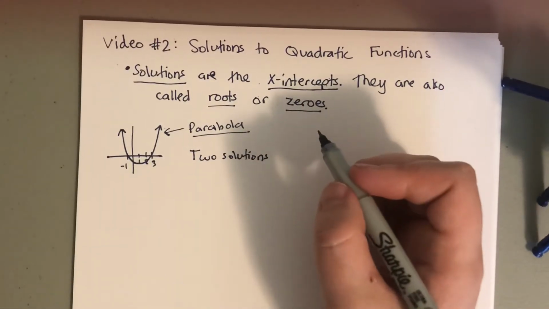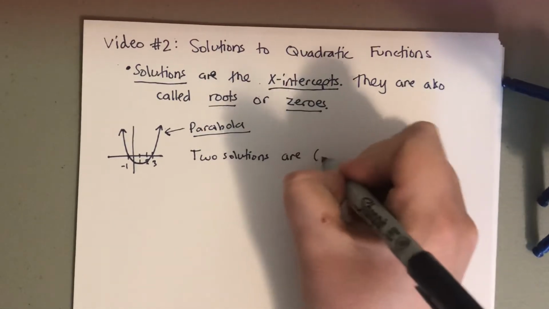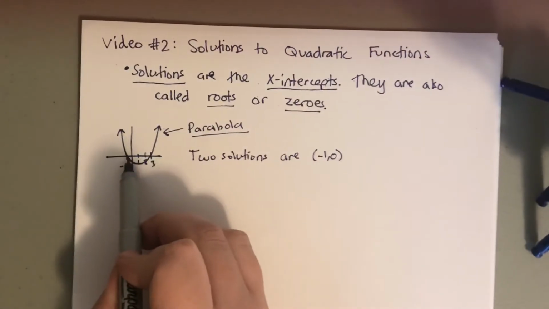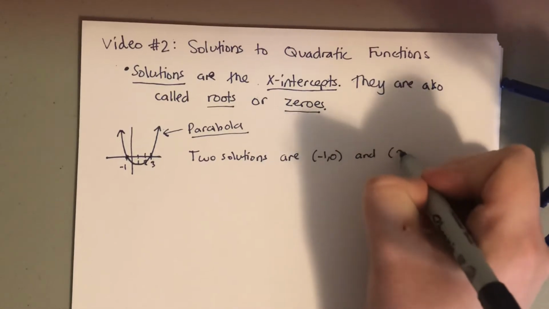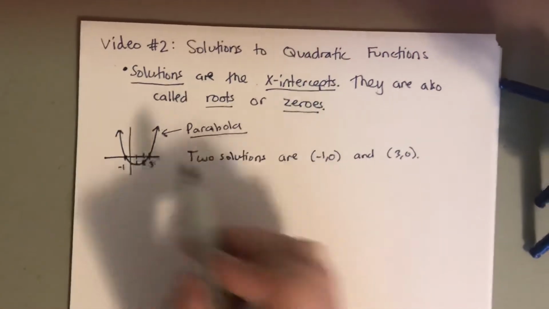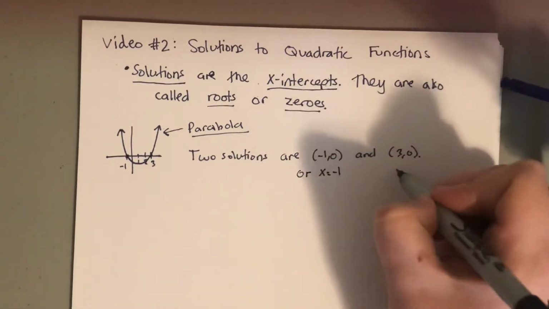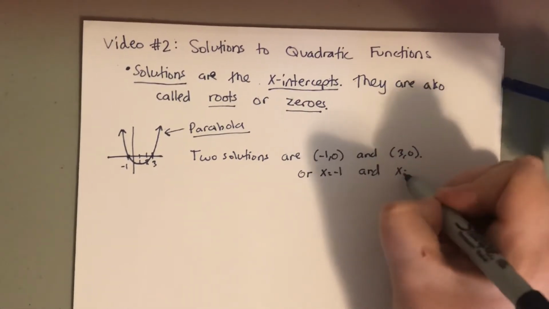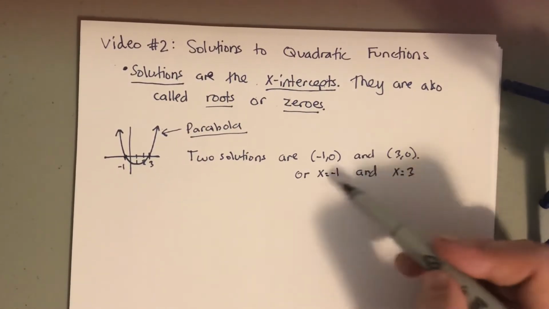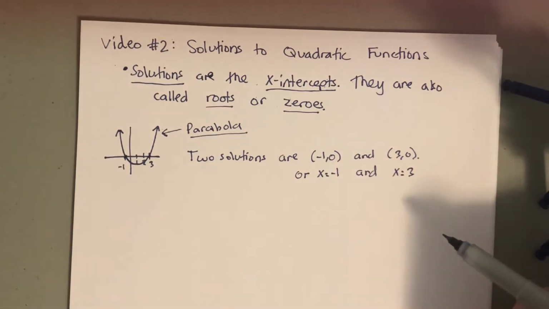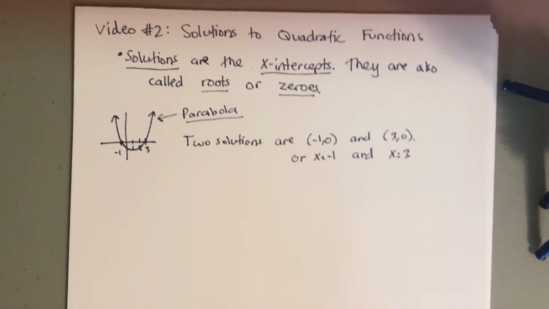And those solutions are at -1, 0, that's the ordered pair that's at this spot right here, and 3, 0, that's the ordered pair that's at that spot. Or another way that you can write solutions, you could say x equals -1 and x equals 3. You have to either write the ordered pair or the x equals. Otherwise, it's just a number and nobody really knows what you're talking about. So those are 2 ways that you can write solutions.